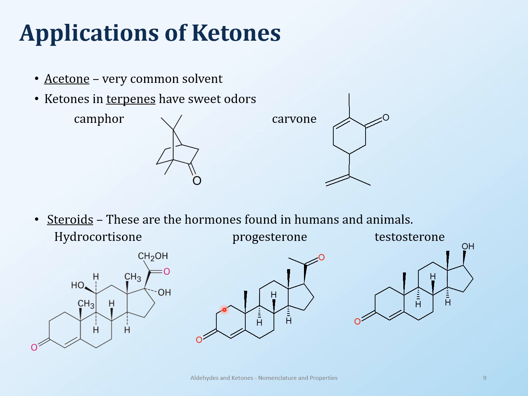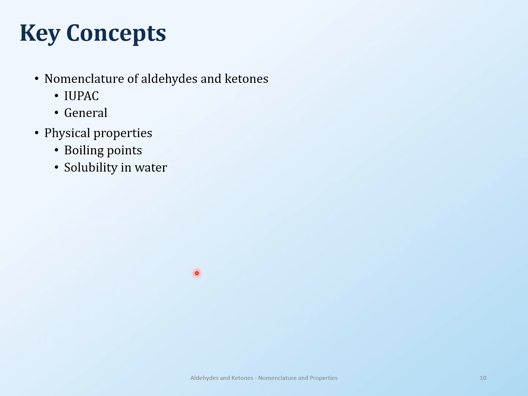Then you can also find ketones in steroids, which are found in us, of course, so very common, these kinds of groups. And I have not even mentioned the sugars. Sugars also have aldehydes and ketones, so very common groups. And I think that's about it that we have for this one.